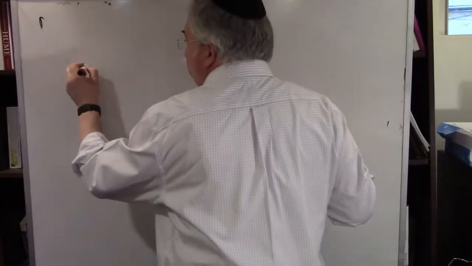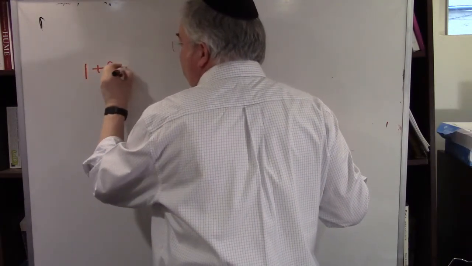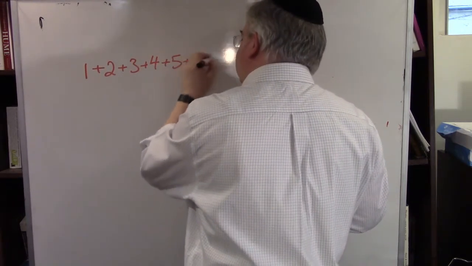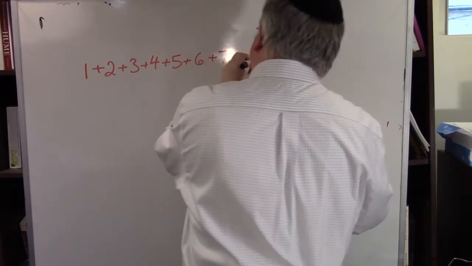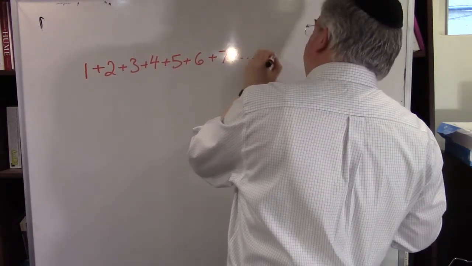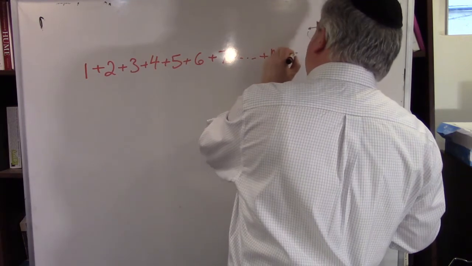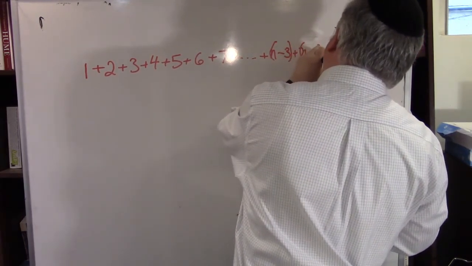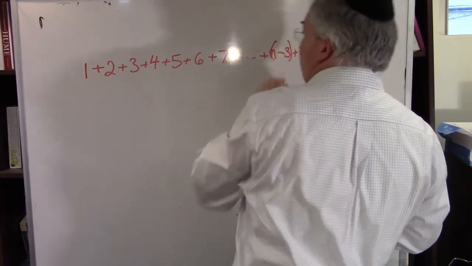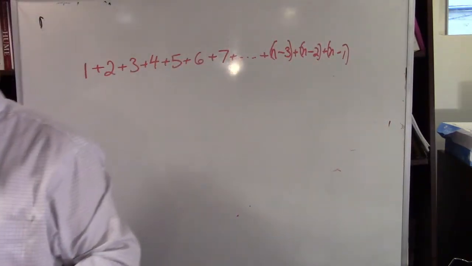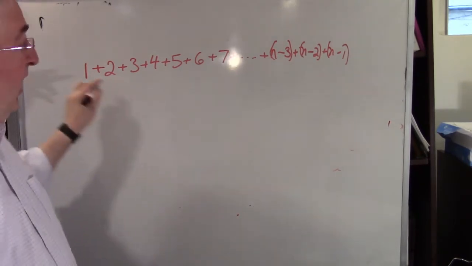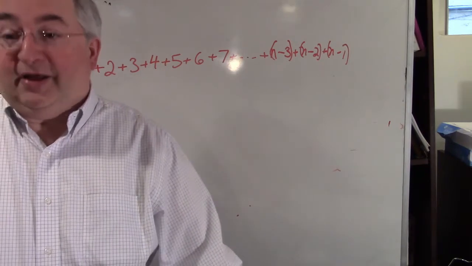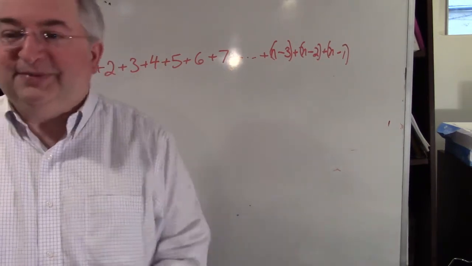Okay, I would do 1 operation plus 2 operations plus 3 operations plus 4 operations plus 5 operations plus 6 operations plus 7, plus, plus, n minus 3 operations plus n minus 2 operations plus n minus 1 operations, etc. That's it. I have to do a lot of these operations. Okay, now how much is this when I have to add it up? A lot. Well, I don't know what n is, but a lot.